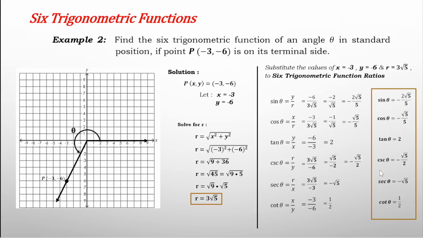As we finalize now, sine theta is equal to negative 2 square root of 5 over 5. For the cosine theta, that is equal to negative square root of 5 over 5. For tangent theta, that is equal to 2. For the cosecant theta, that is equal to negative square root of 5 over 2. For secant theta, that is equal to negative square root of 5. And for cotangent theta, that is equal to 1/2.